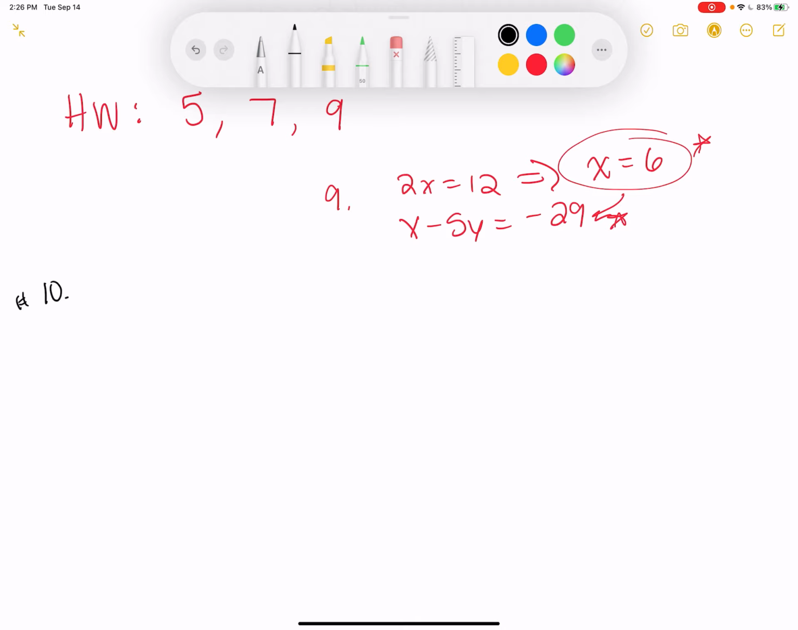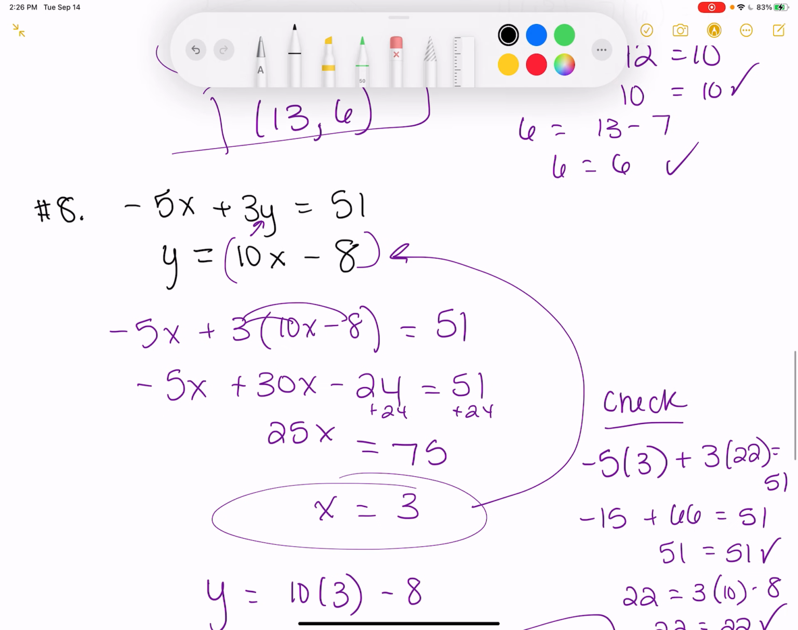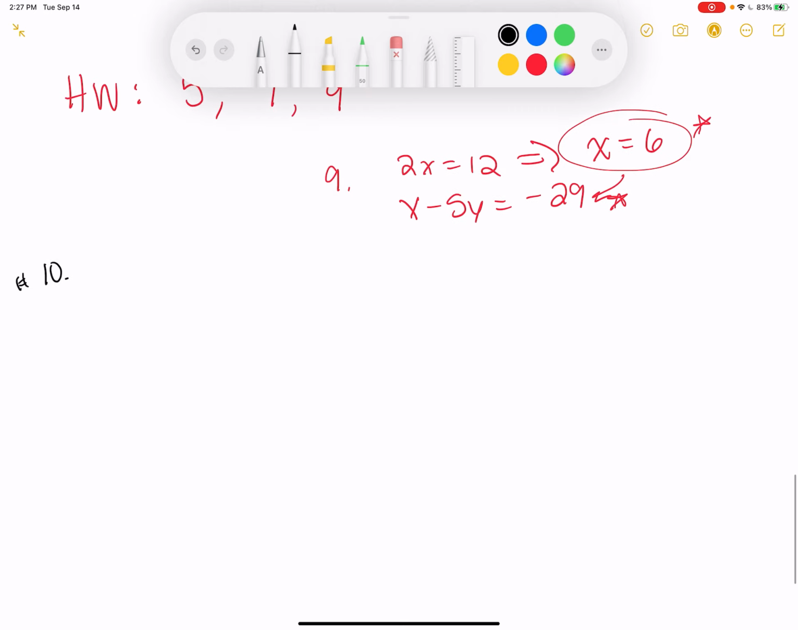All right, so yesterday we had the ones that already had one of the variables by itself. So they had taken care of step 1 for us. Today we're going to do the ones where we have to do step 1 ourselves. So 2x minus y is equal to 23, and x minus 9 is equal to -1.